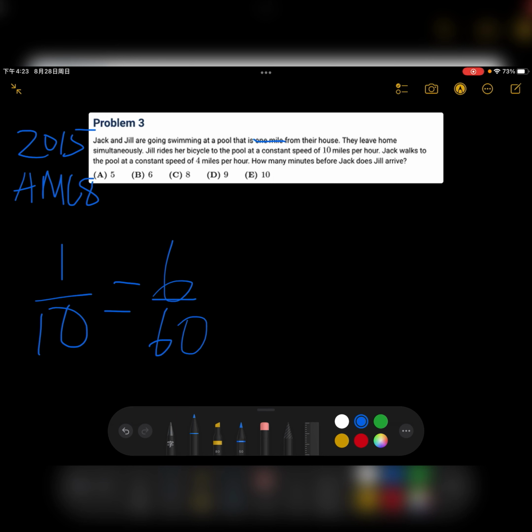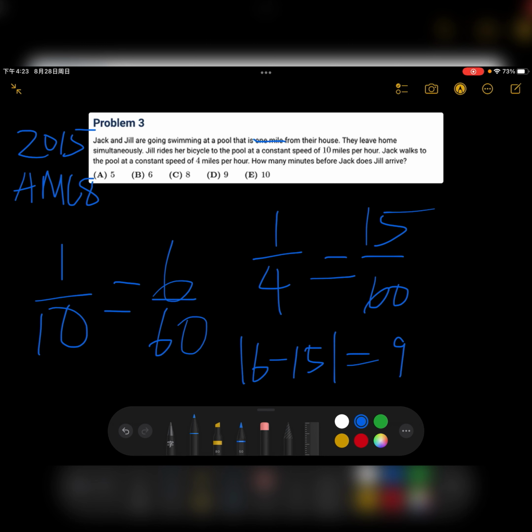Same thing for Jack. 1/4 is equal to something over 60. That something is 15. So Jill makes it to the pool in 6 minutes, while Jack makes it in 15 minutes. Taking the positive difference between these two numbers equals 9, which is D.